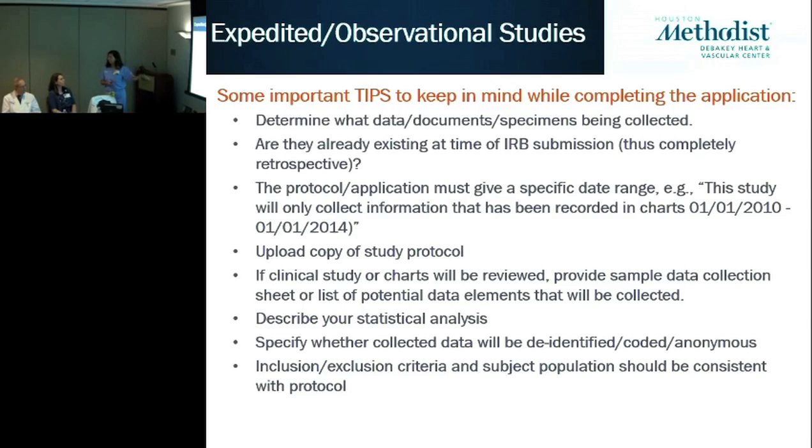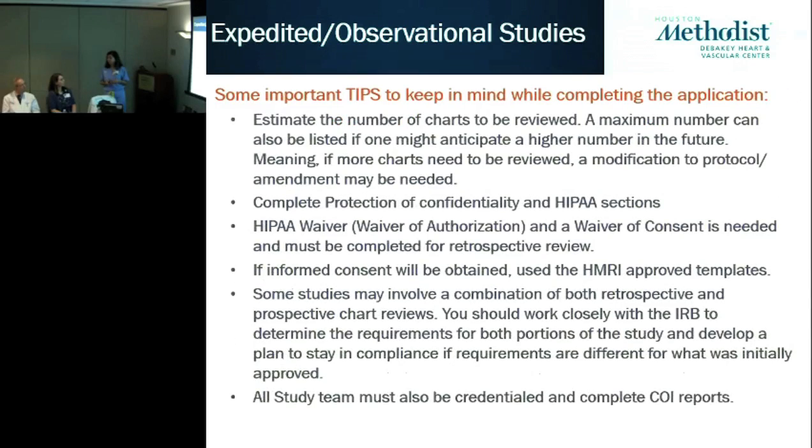But it's just easier when you're first submitting, just do it right the first time. State what you're collecting, and provide an example of that data collection sheet. It's always helpful. You want to estimate the number of charts to review and make sure you're staying within that number. If you say, I'm going to review 200 charts, and then you realize it's 300, then you need to go back to the IRB and tell them, I need to increase the number. That's something that's done pretty quickly and can be expedited, but you need to inform them.